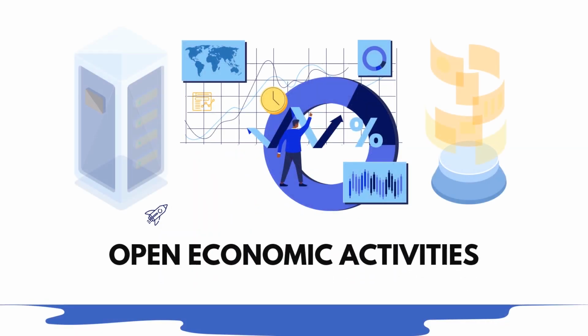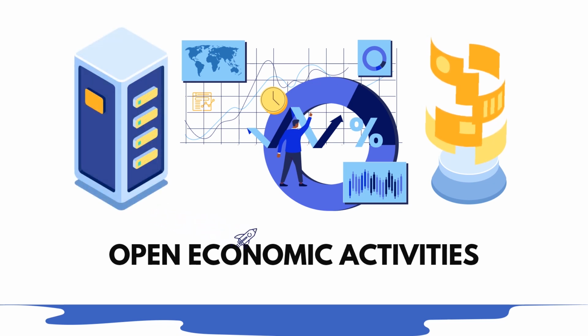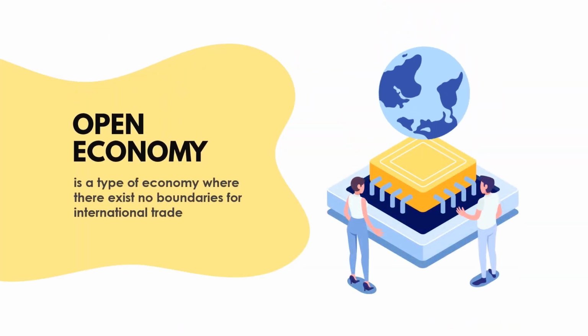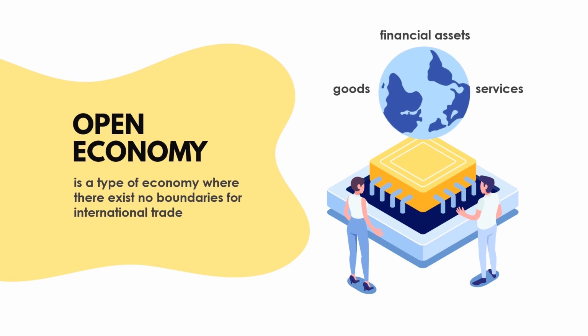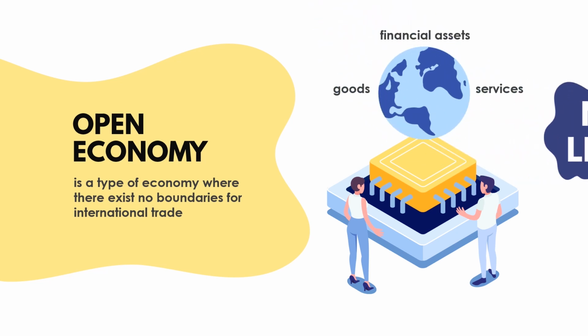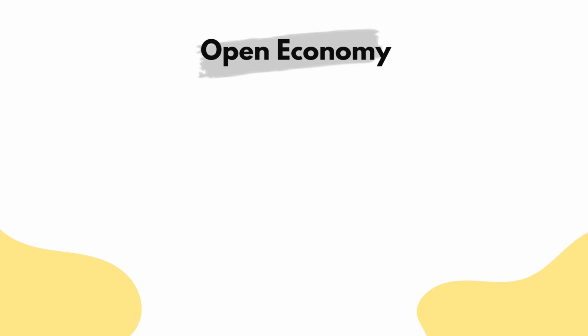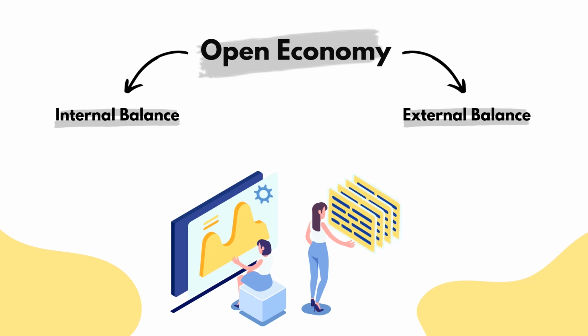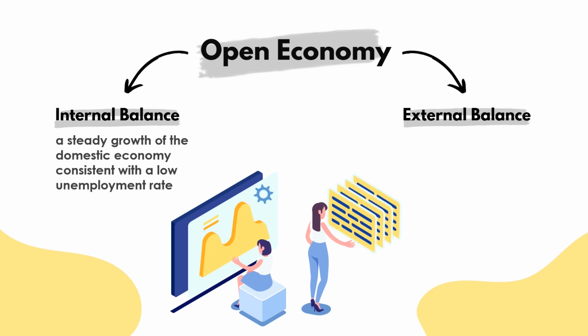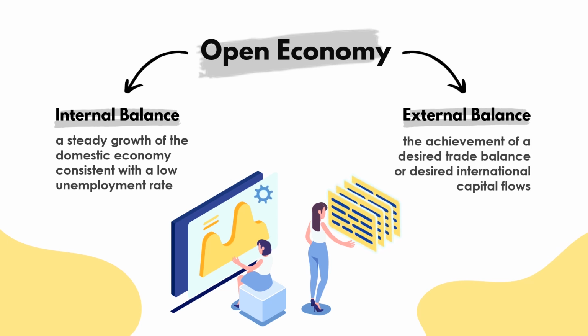In the previous illustration, we only considered international trade with protection policies. Then how about international trade without protection policies or rules? Open economy is a type of economy where there exist no boundaries for international trade, where goods, services, and also financial assets are traded with other countries without rules or limits. In the open economy, we can summarize the desirable economic goals as being the attainment of internal and external balance. Internal balance means a steady growth of the domestic economy consistent with a low unemployment rate, while the external balance is the achievement of a desired trade balance or desired international capital flows.